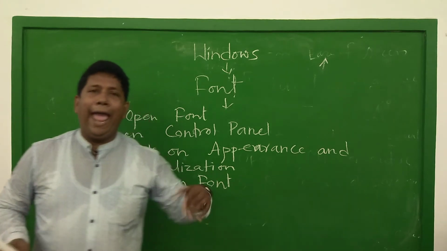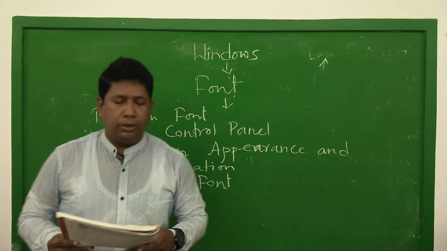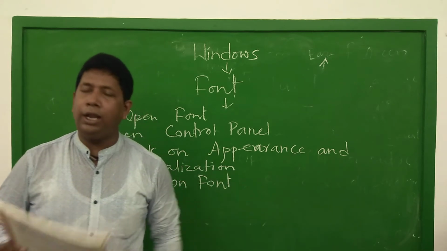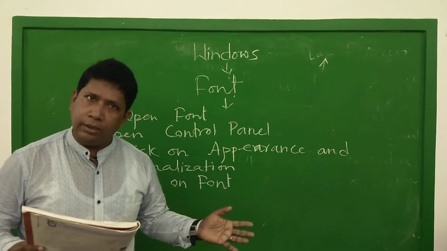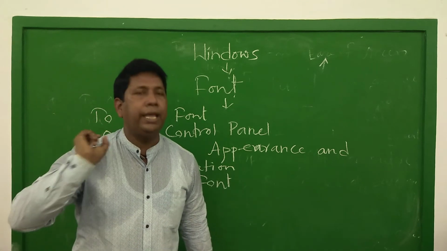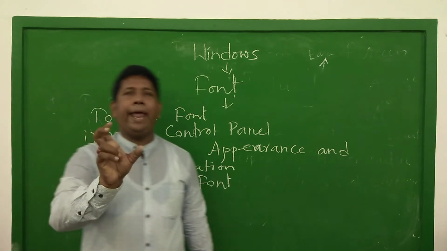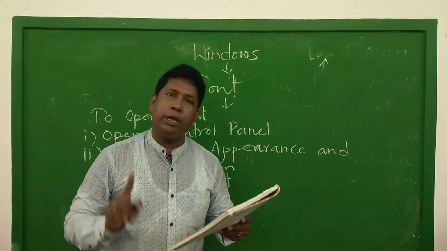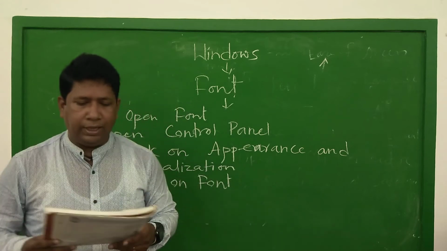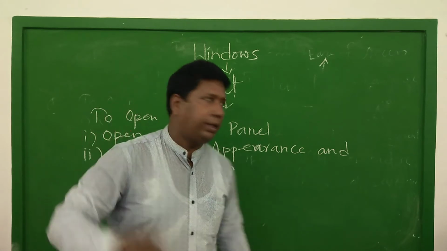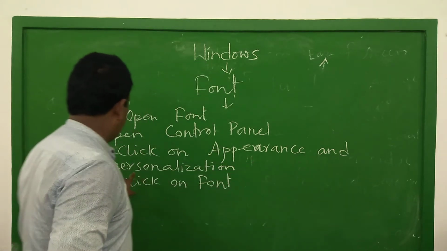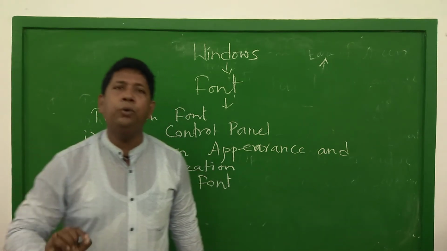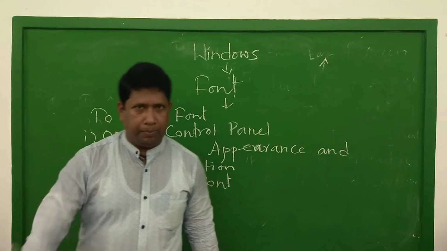If you want to add a font, what will be the procedure? The procedure is to select the drive and open the folder that contains the new font. From where you can add the new font, select the drive, select the new font and copy the font which you want to add, and after that paste the font in the control panel, in appearance and presentation. This is the procedure to add a new font in control panel.